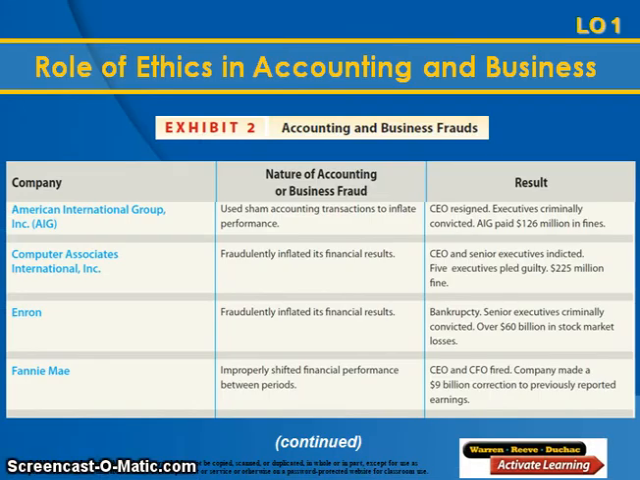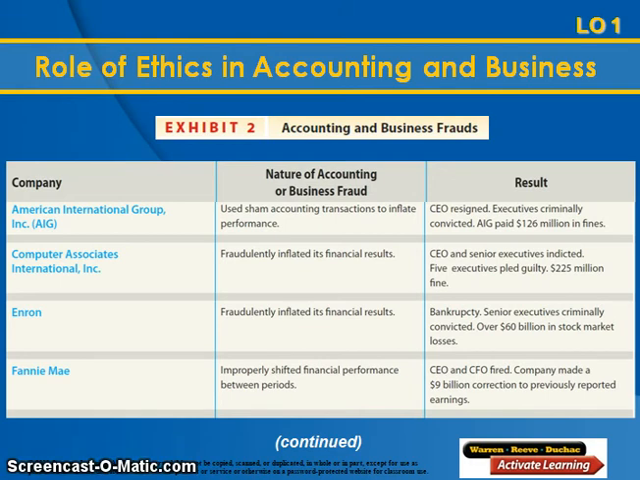I left these slides in here more for you to review as you choose to, more than anything. I just wanted you to see what happens when some of these ethics go wrong and some of the results. So you've got AIG here that used sham accounting transactions to inflate performance. What happened? The CEO resigned, executives were criminally convicted, and AIG paid $126 million in fines. You've got Enron here, which fraudulently inflated their financial results, and then the bankruptcy. Senior executives were criminally convicted, over $60 billion in stock market losses, not to mention a death or two along the way, at least one suicide.